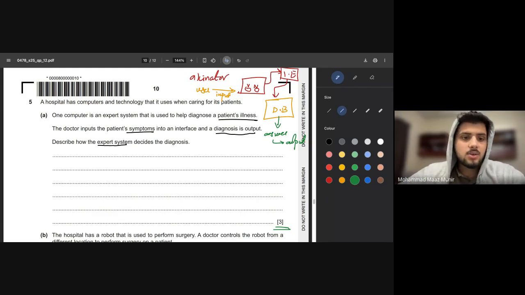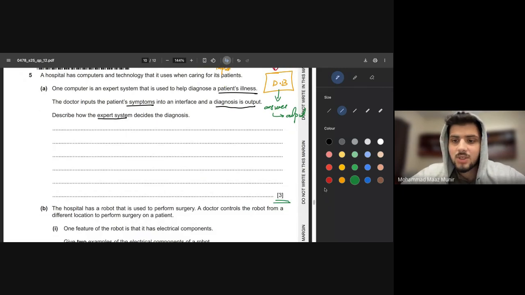So now, coming back to the question, it says describe how the expert system decides the diagnosis. So we just have to explain the whole process. First of all, you can say an inference engine is used to decide which questions to ask the user.